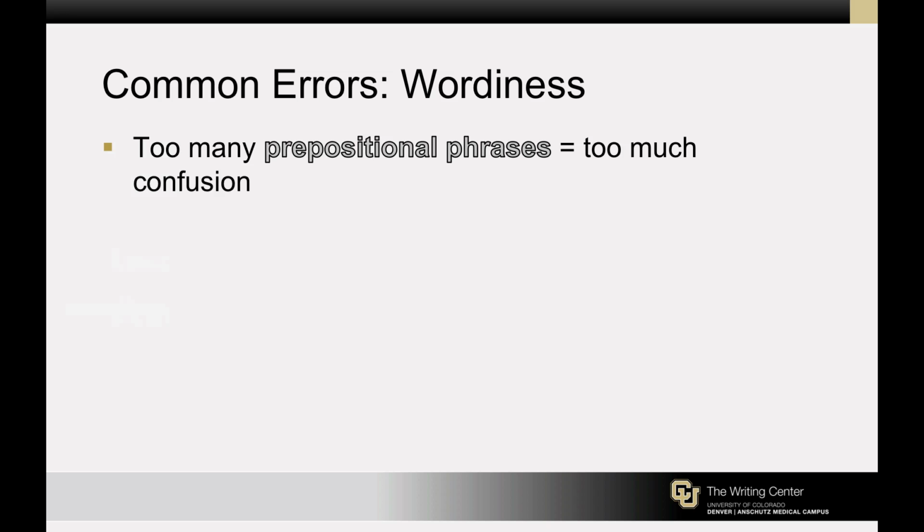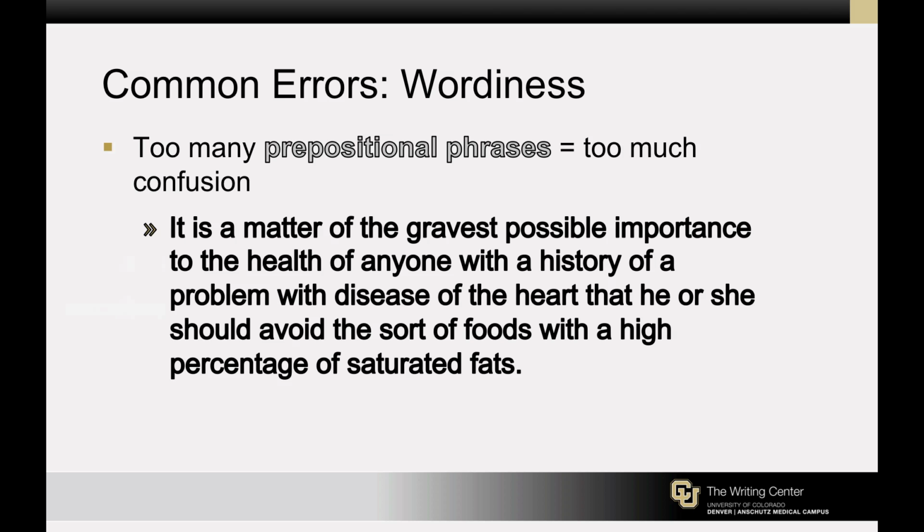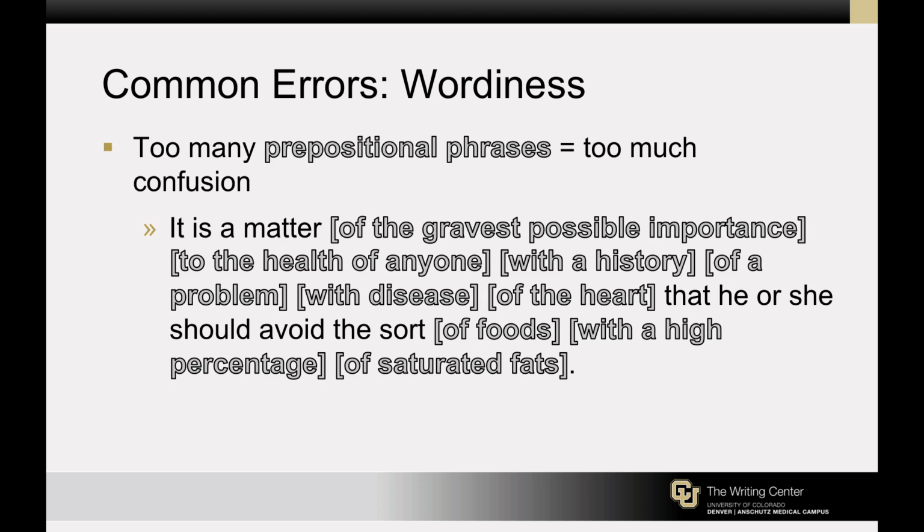Look at this example. It is a matter of the gravest possible importance to the health of anyone with a history of a problem with disease of the heart that he or she should avoid the sort of foods with a high percentage of saturated fats. There are 10 prepositional phrases in this sentence. Using this many makes the sentence wordy, redundant, and confusing.